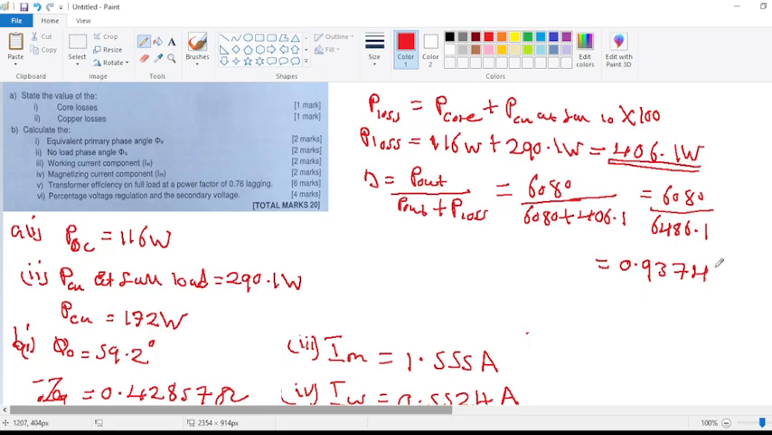If I multiply this by 100, I'm going to have 93.7, because the point moves 1, 2 places and this 0 disappears. So the efficiency of the transformer on full load at a power factor of 0.76 lagging is 93.74%.